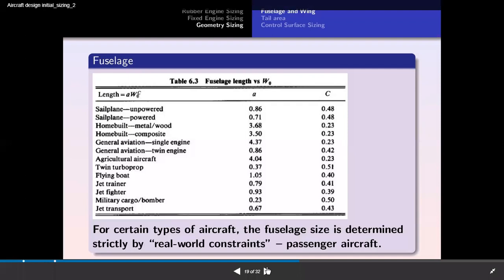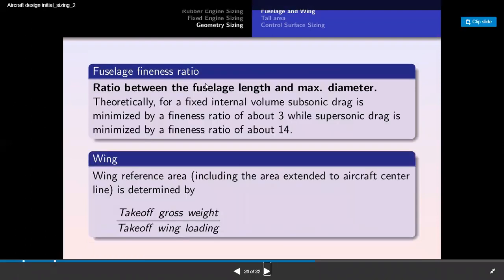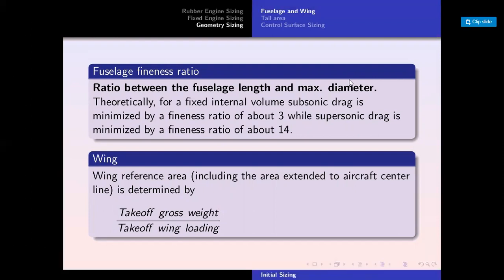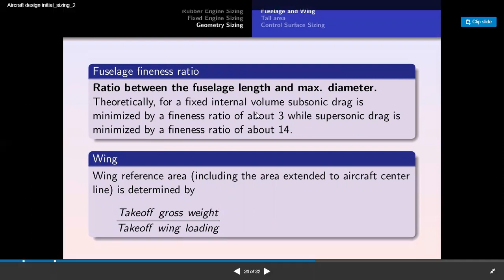Next, the fuselage fineness ratio. What is this fineness ratio? It is the ratio between the fuselage length and the maximum diameter. Theoretically, for a fixed internal volume, subsonic drag is minimized by a fineness ratio of about 3, while supersonic drag is minimized by a fineness ratio of about 14. It is the ratio of the fuselage length to the maximum diameter. Clear?